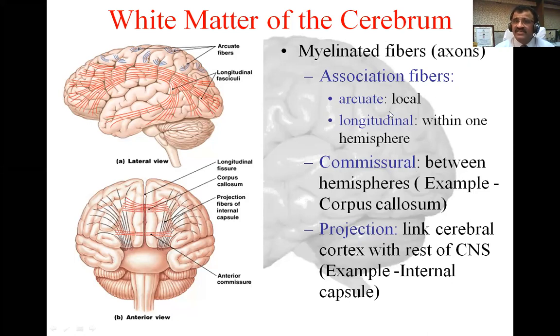So association fibers are arcuate and they are local. You can see this here. And longitudinal within one hemisphere. So within one hemisphere means either in right or in left.